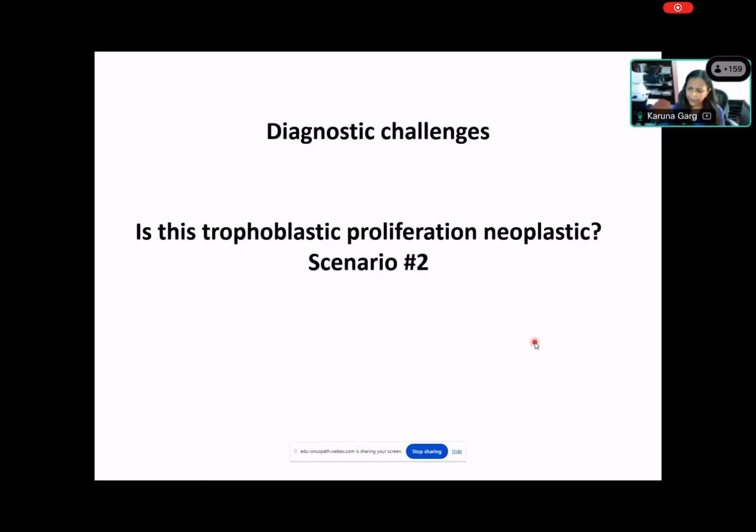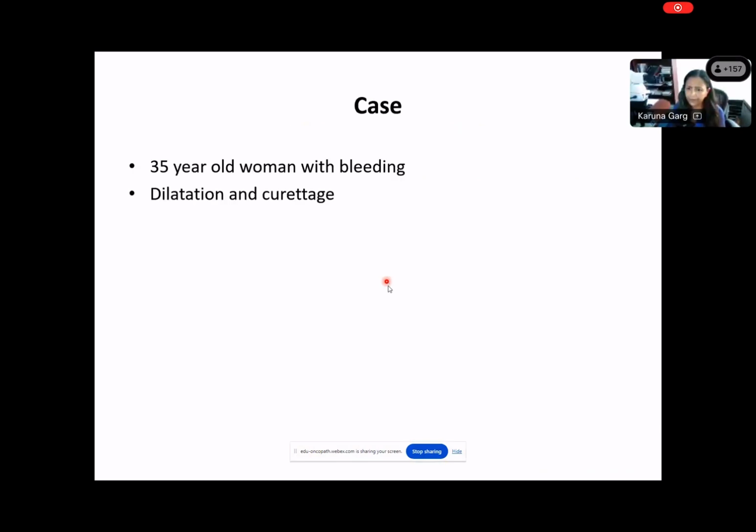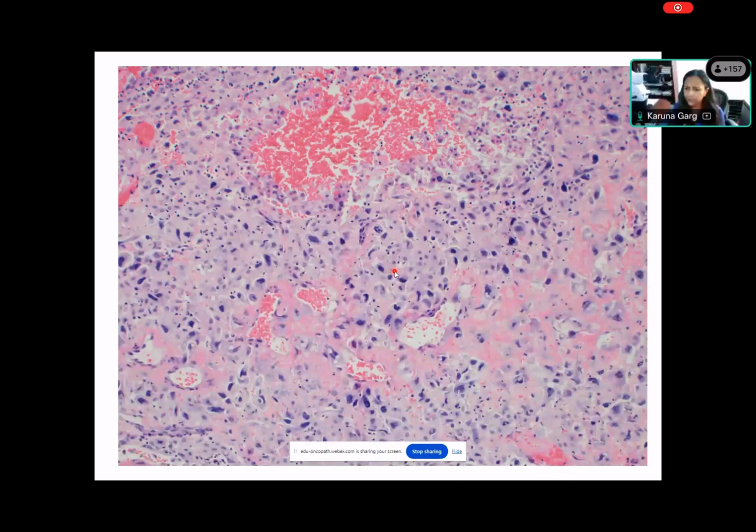So again, remember, complete moles can have a lot of trophoblastic proliferation. So if you're seeing villi, that trophoblastic proliferation is probably just the trophoblast proliferation that you see with a molar pregnancy. Second scenario, you have a 35-year-old woman with bleeding. She undergoes a curettage. You again see this trophoblast proliferation, right? See these intermediate trophoblastic cells, mononuclear cells. You can see them invading blood vessels.